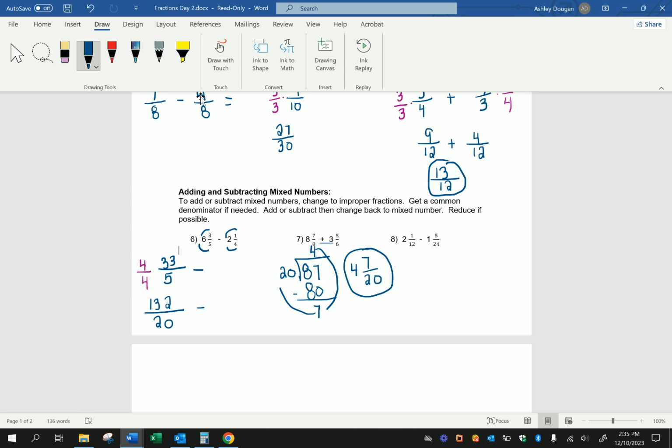If you tried to say 87 over 20 on the quiz or the test, it would count that wrong because it needs to be back into mixed number form.